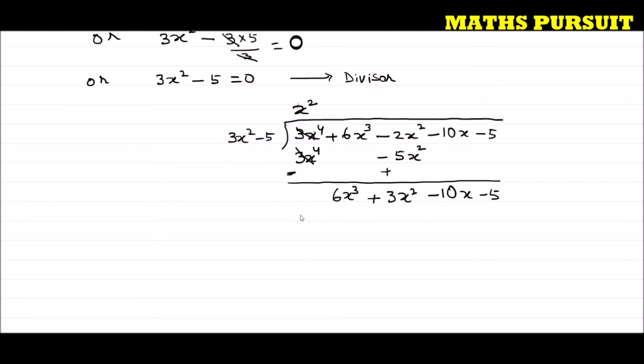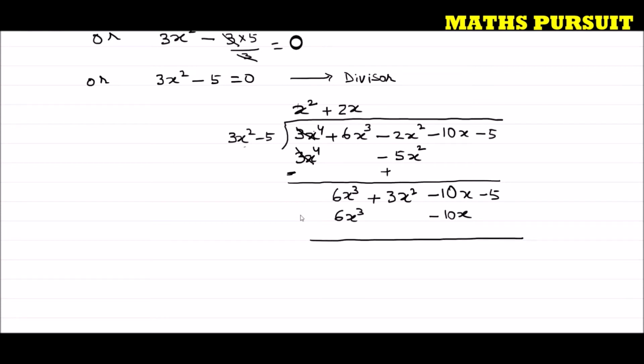Again, if you look here, the highest degree is 3. So what should we multiply with this 3x to the power 2 so that we can get 6x to the power 3? Again, the answer is very simple and straightforward. If I multiply 2x to this 3x to the power 2, then I am going to get 6x to the power 3. Then 2x into minus 5, I am going to get minus 10x.